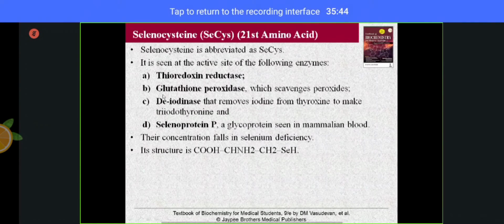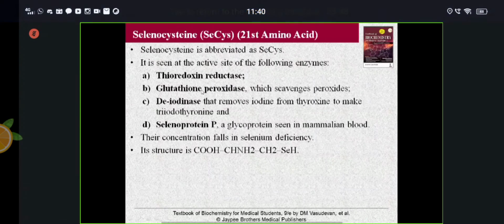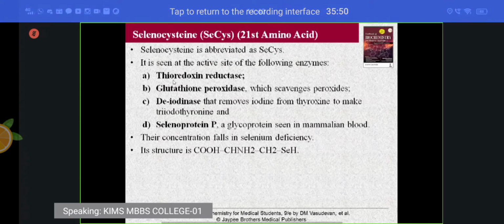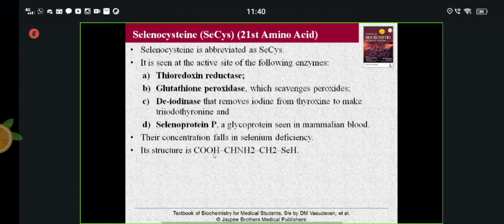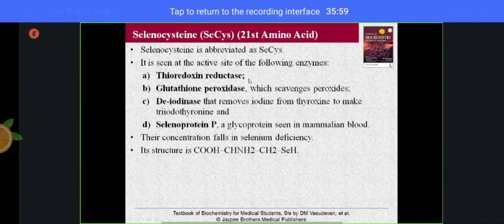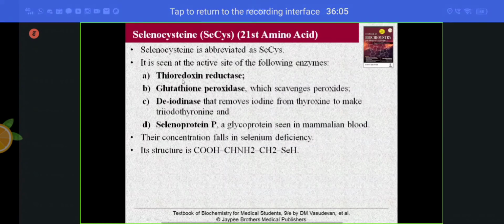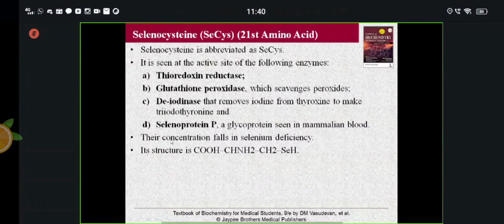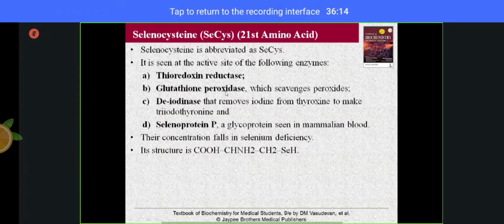Glutathione peroxidase, involved in the peroxidation system, also contains selenocysteine. Thioredoxin reductase and selenoprotein C are found in mammalian blood. Just to mention, they ask about 2 marks on selenocysteine. It's the 21st amino acid, and it's involved in these enzymes. Please try to memorize. Just remember thyroxine conversion by deiodinase, and glutathione peroxidase.